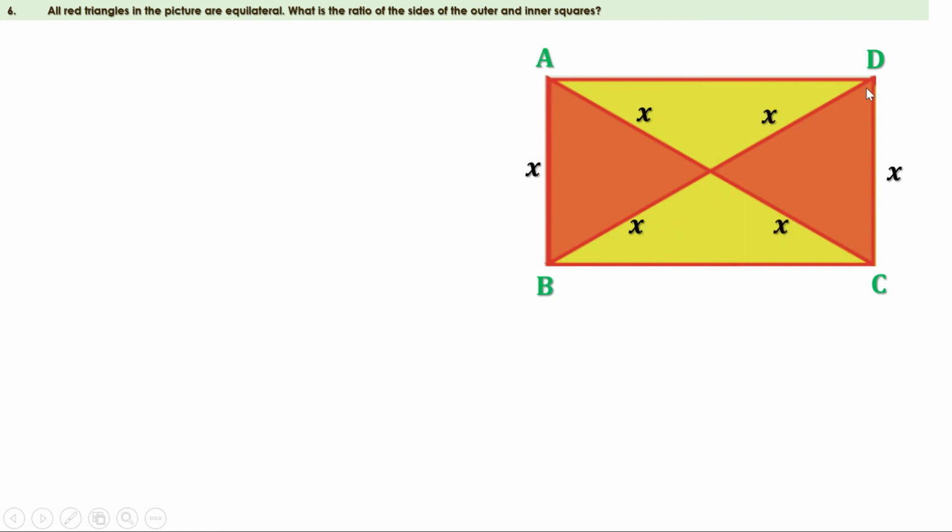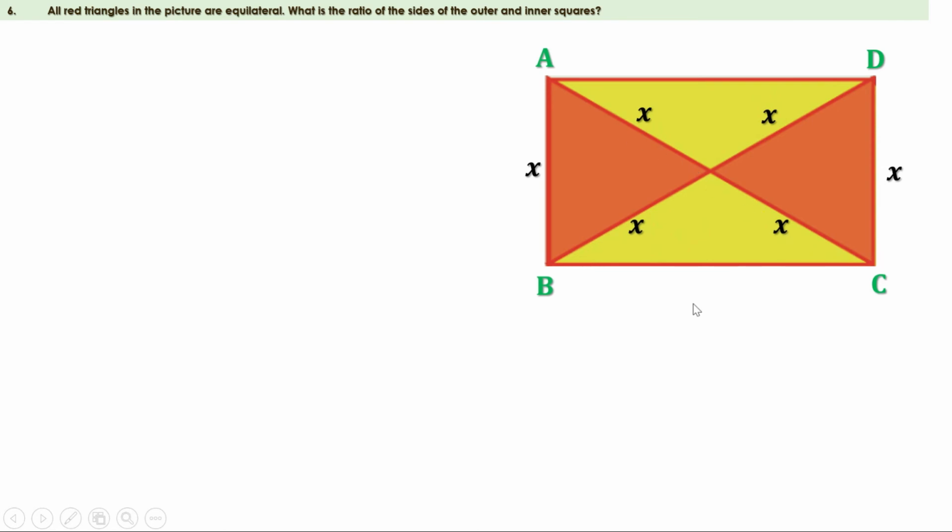Now look at the rectangle. Its breadth is x. What is its length? Its length is equal to BC. To find BC, let us look at triangle ABC. It's a right angle triangle and the altitude is x. What is the hypotenuse? x plus x, or 2x.